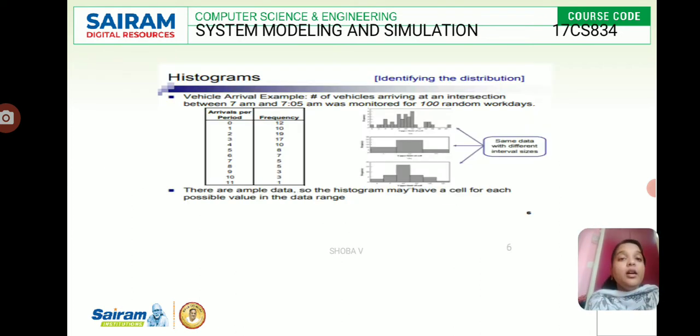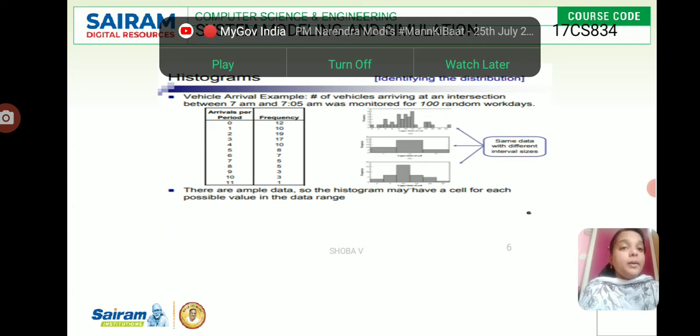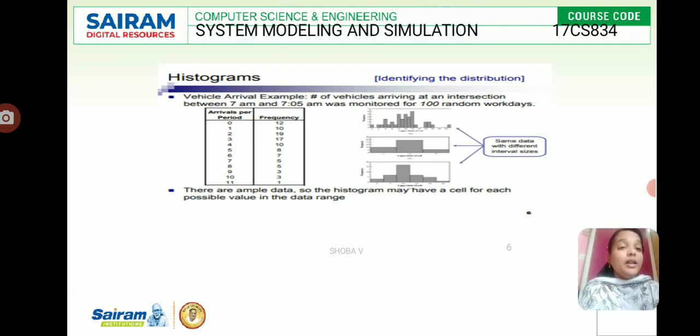Now we will see how histograms identify the distribution. Here we can see the same data with a different interval size. We have the arrivals per period and the frequency. In the vehicle arrival example, vehicles arrive at an intersection between 7 a.m. and 7:05 a.m., and this was monitored for 100 random work days. These are sample data, so the histogram may have a cell for each possible value in the data range. This is how it identifies the distribution. The main concept here is that it identifies the shape of the distribution, and we can see the same data with different interval sizes.